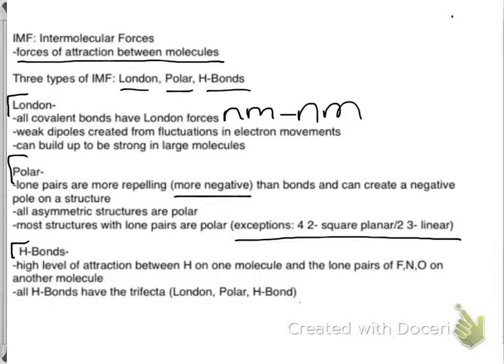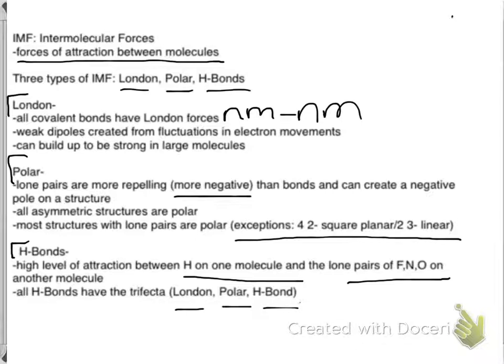Finally, I'm going to teach you about H-bonds. H-bonds are a high level of attraction between H on one molecule and the lone pairs of F, N, or O on another molecule. And all H-bonds have the trifecta, which is London, polar, and H-bond together.